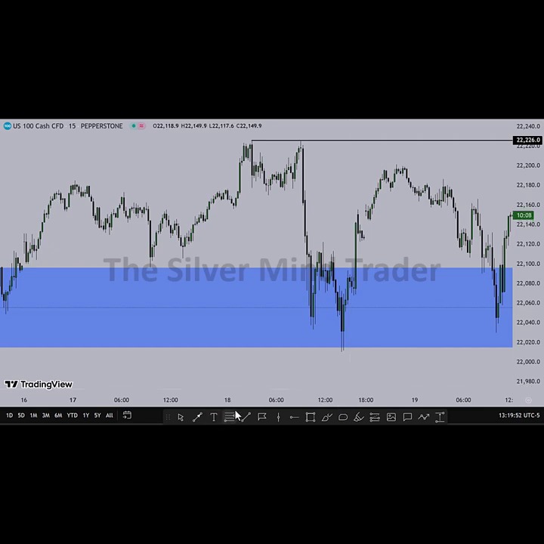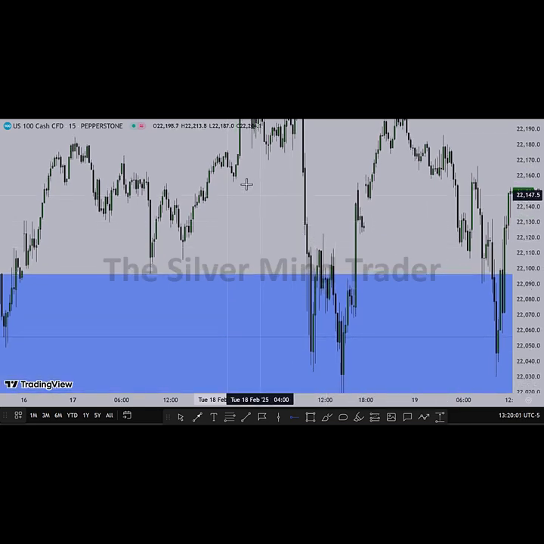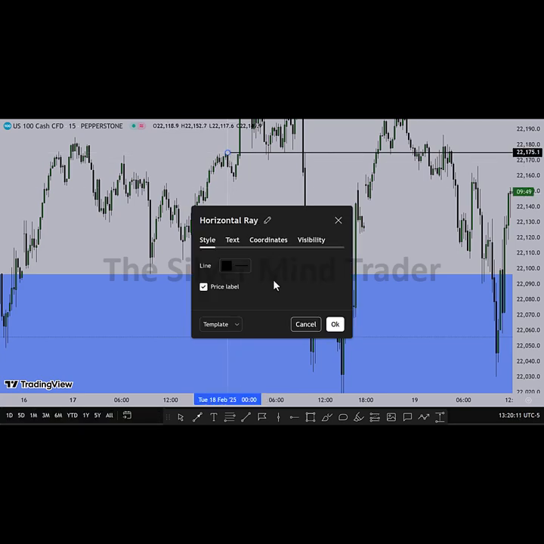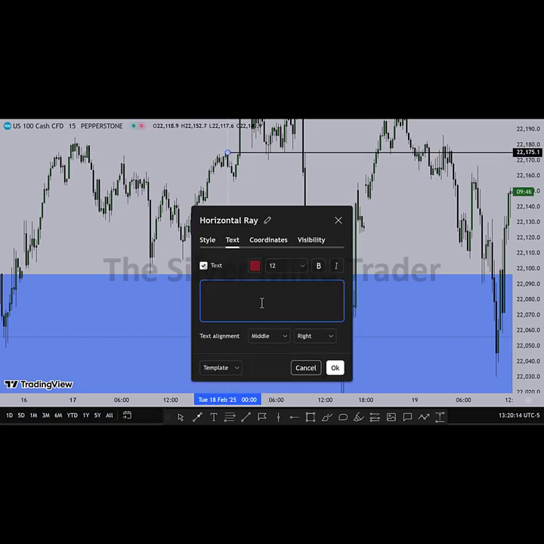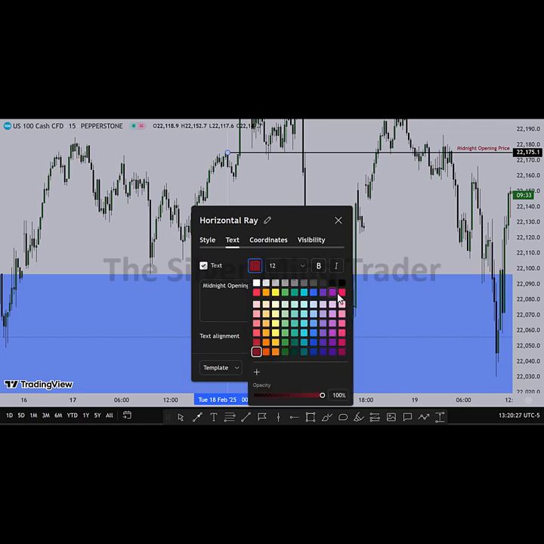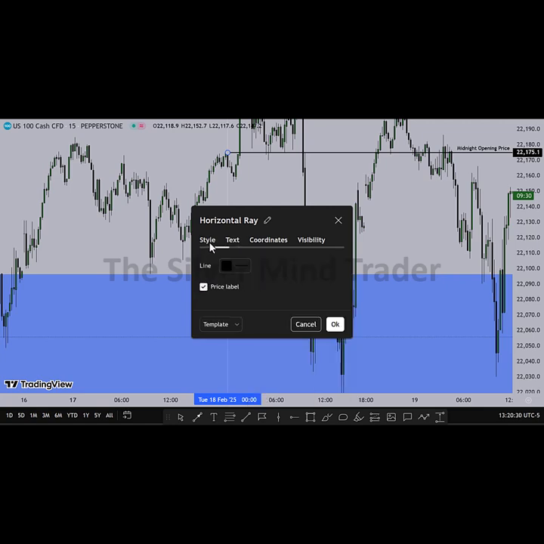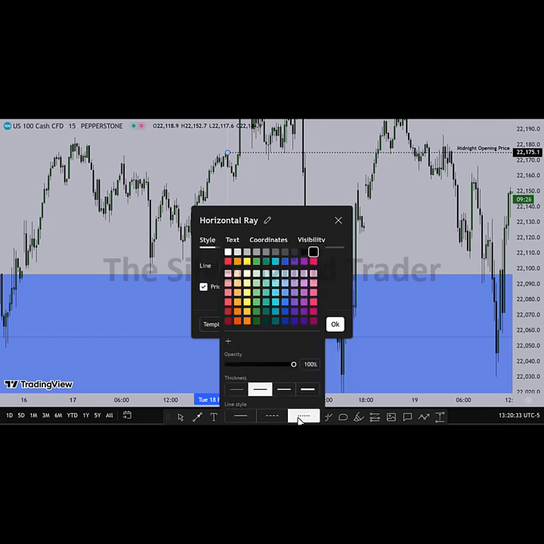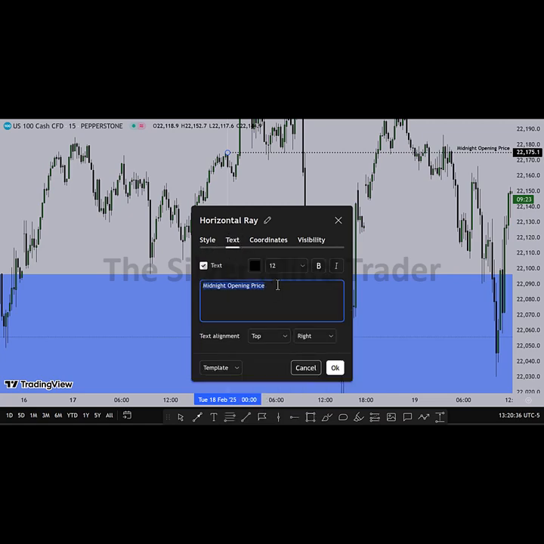So first thing we always do is we try to know where is the midnight opening price. So the midnight opening price is right here at this 12 a.m. candle, and that would be at 22,175.1. So that's our midnight opening price. And I'm just going to make that a bit less visible, but still visible to the eyes if you look well enough.